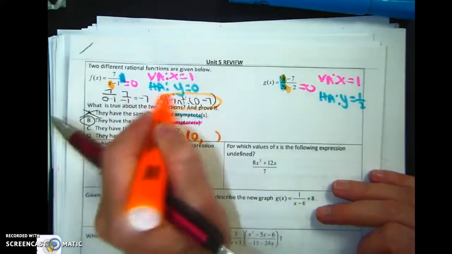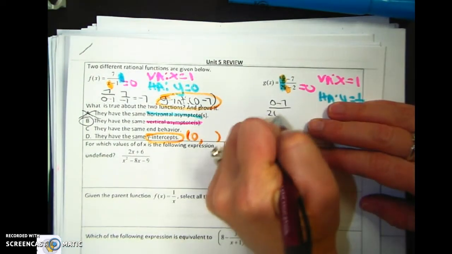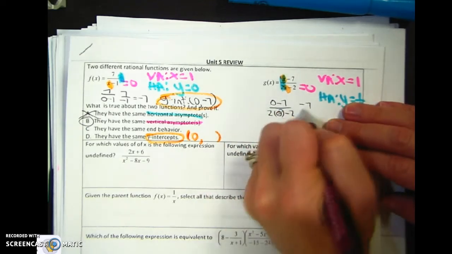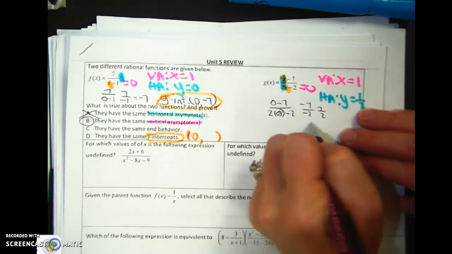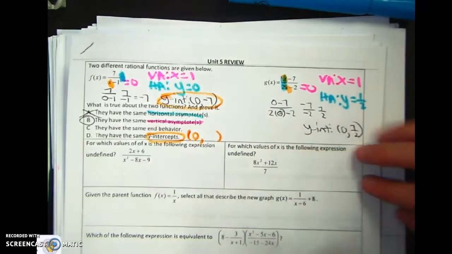That's my y-intercept there. And then my y-intercept here, plug in 0. 0 minus 7 over 2 times 0 minus 2. Negative 7 over negative 2 is 7/2. So my y-intercept is 0, 7/2.